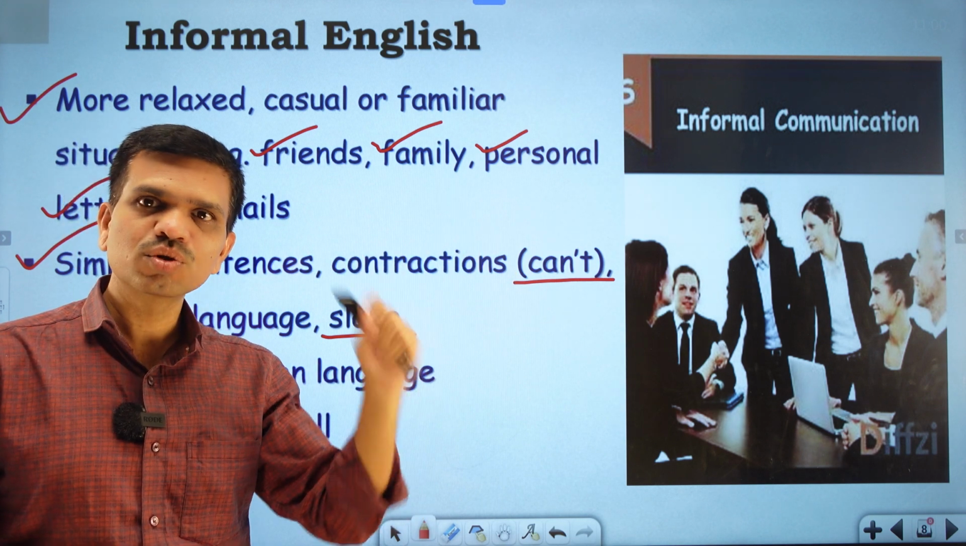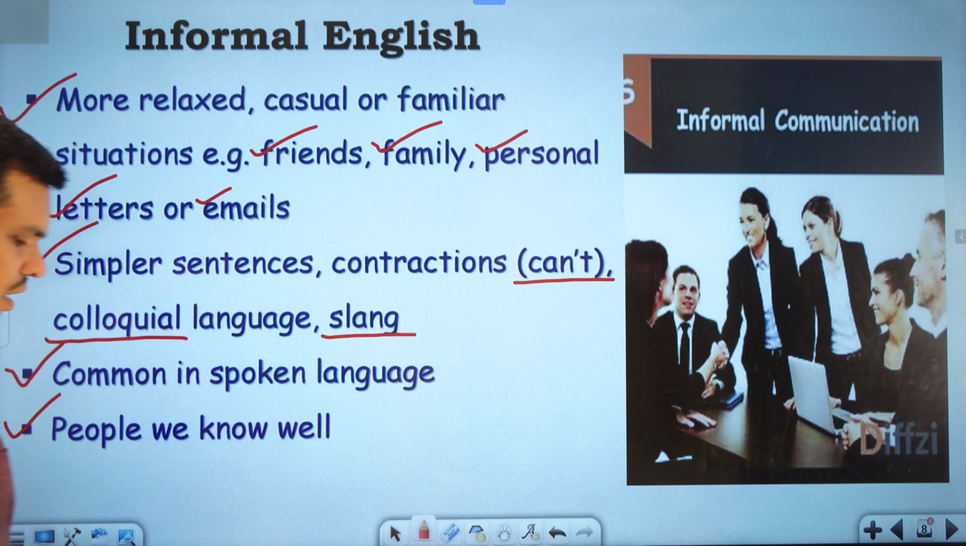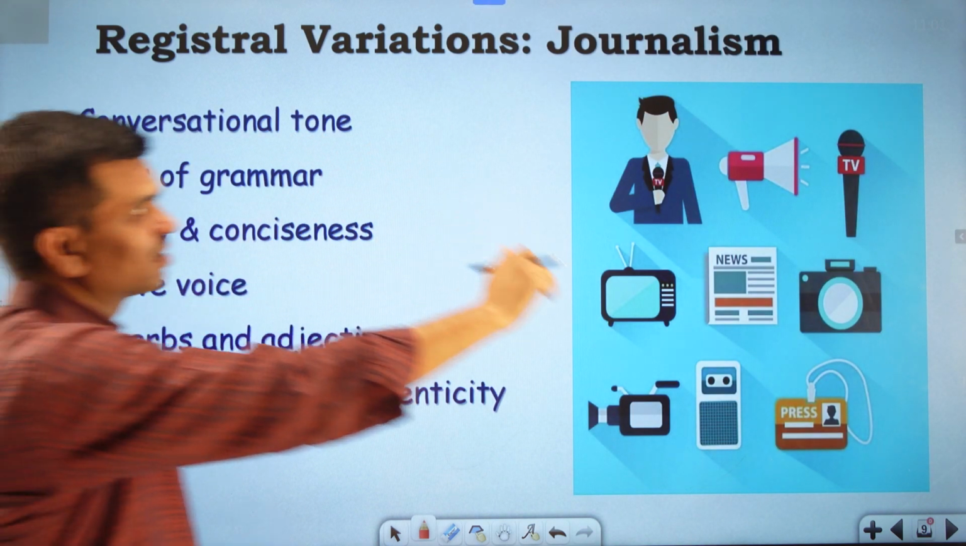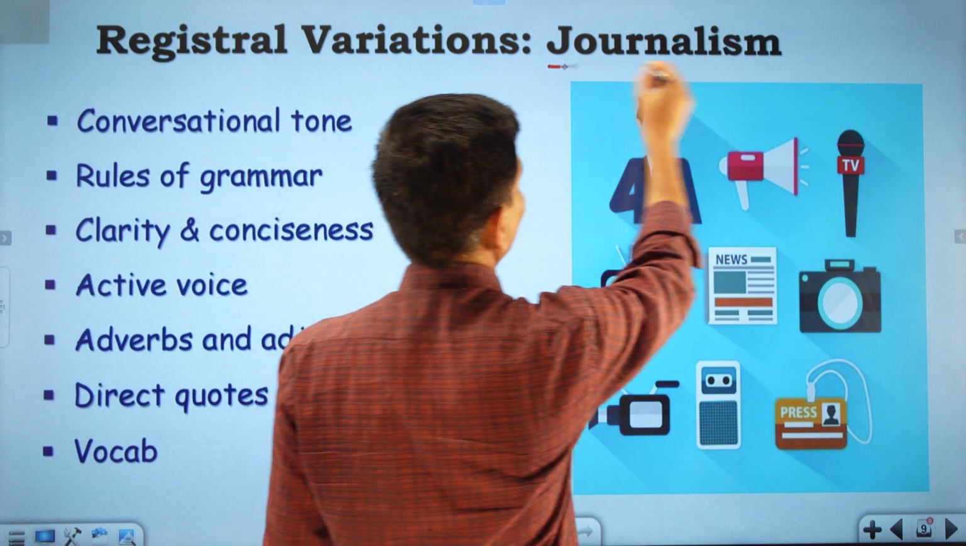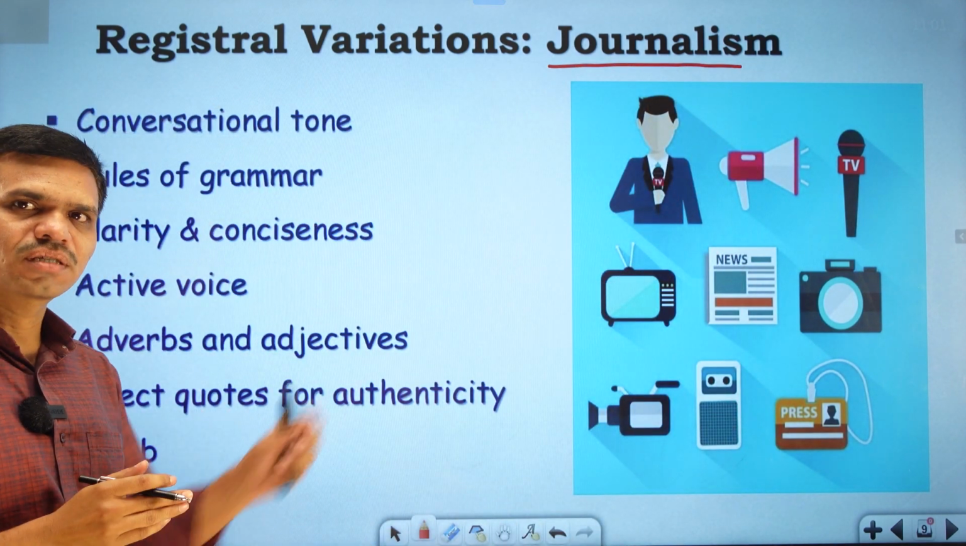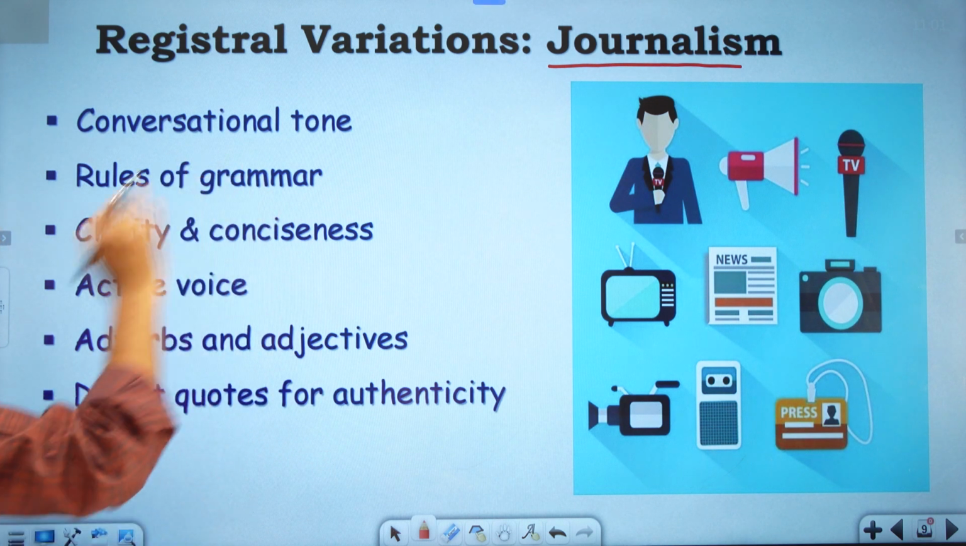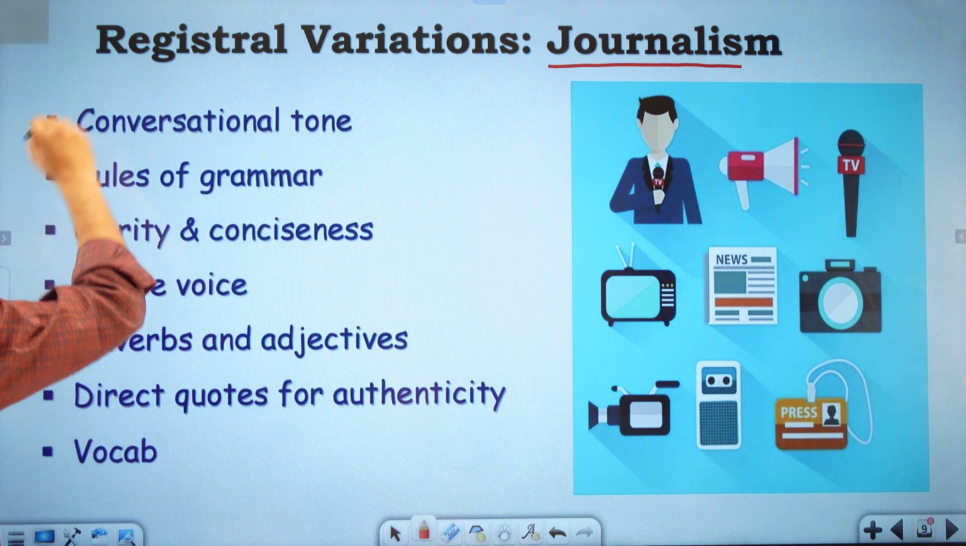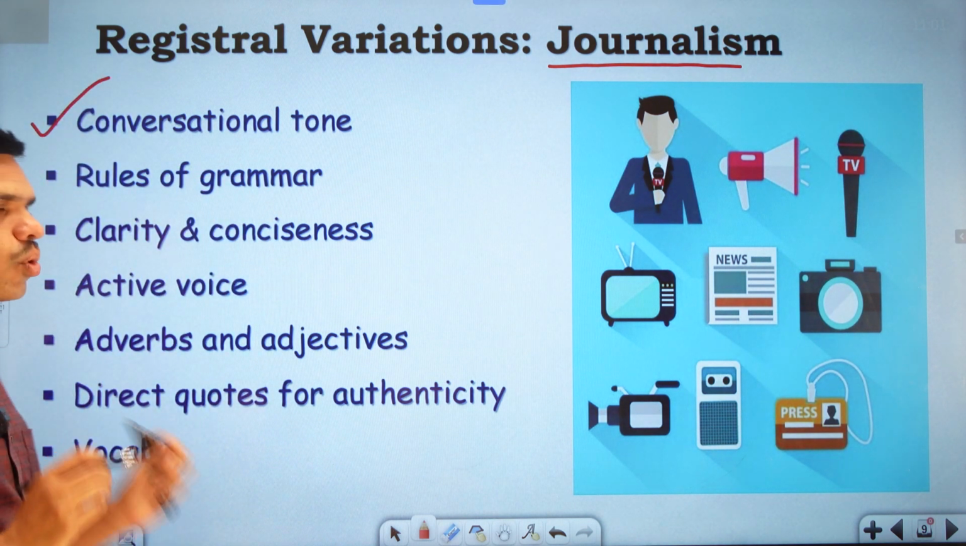In the same way, register also is used. Now let's understand registral variations in journalism. Here we have taken an example of the language used in journalism. There are so many fields or so many sectors, but here we will understand journalism. Now in journalism, the conversational tone is used.